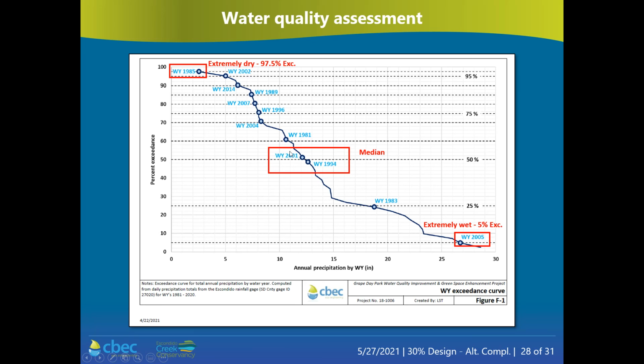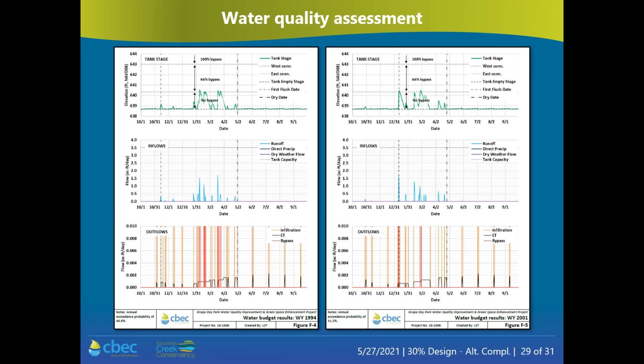And then we look at water years 2001 and 1994 around the 50th percentile, which means these are median water years. These are in the middle with respect to total accumulated precipitation by water year. So we looked at 12 within the basis of design report for the 30% design, but we're just going to focus on these 4 for the purpose of understanding how this works.